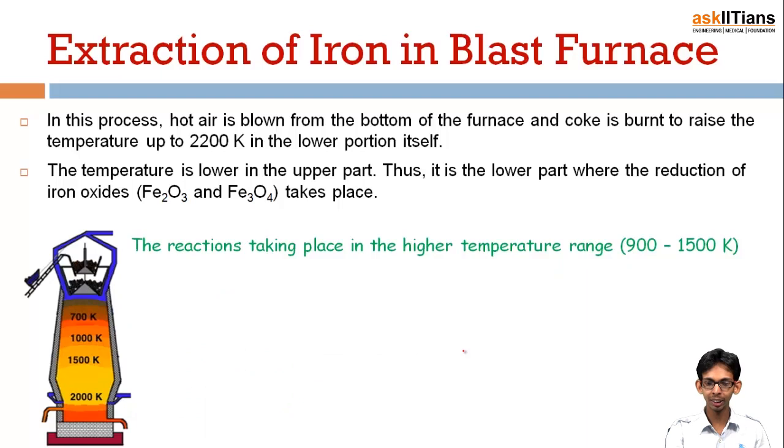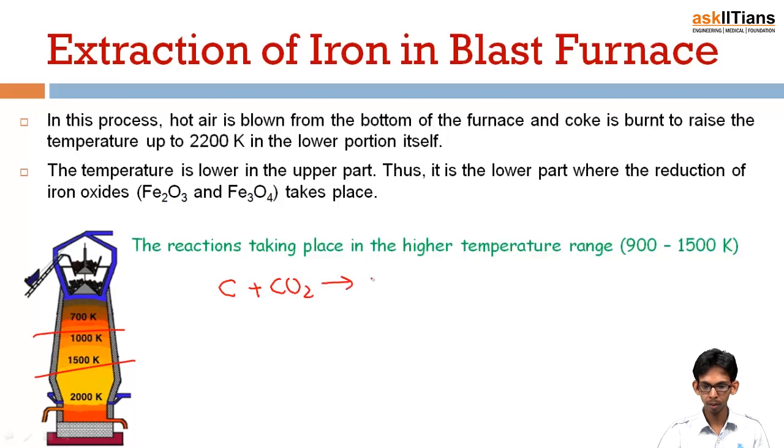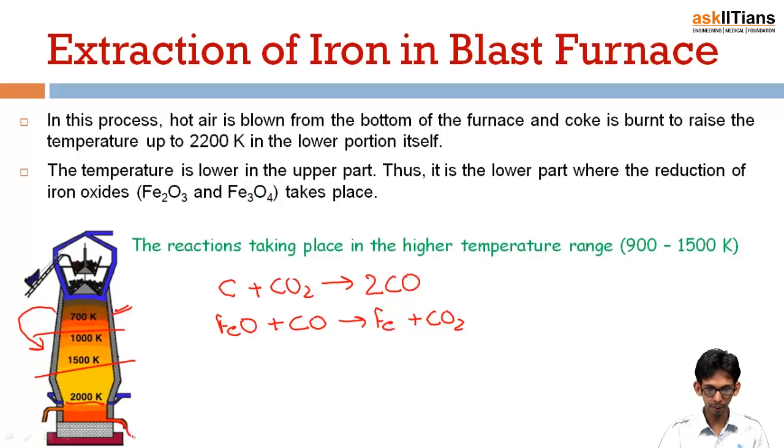Now there are some reactions which take place in the higher temperature range, that means in this lower portion. The carbon here, the coke which was added, reacts with carbon dioxide to form carbon monoxide, which is used for the chemical reaction in this area. The iron oxide which was formed in the upper area and moved down reacts with carbon monoxide to form iron, known as pig iron, a raw iron, and carbon dioxide. This iron accumulates at the bottom and is taken away from this side.